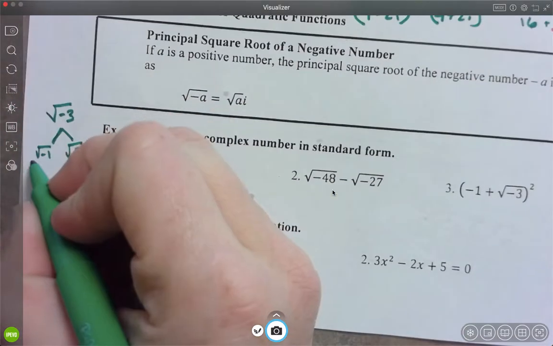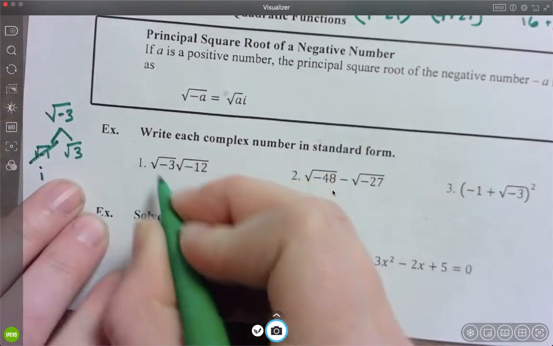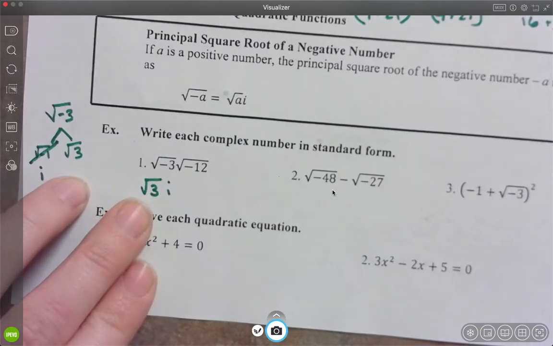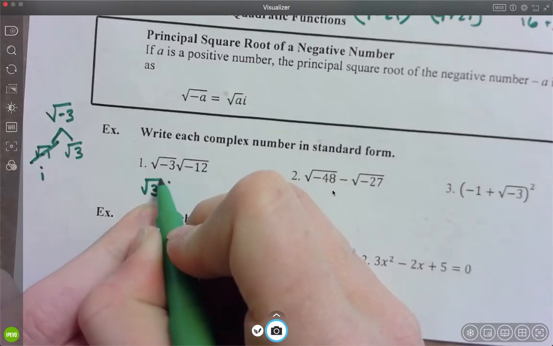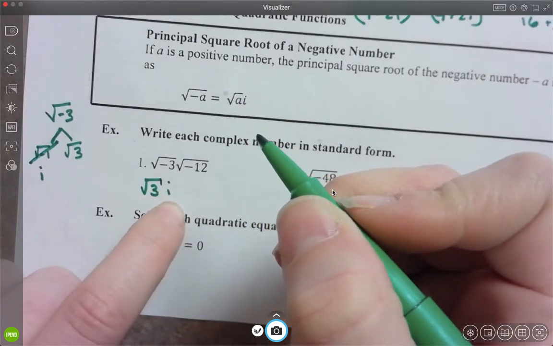Okay? But the square root of negative 1 is i. So this part right here is like the square root of 3 with an i attached. Okay? And when the i comes out, he's no longer underneath of the square root. So it's only the 3 that's under there. The i is now on the outside.